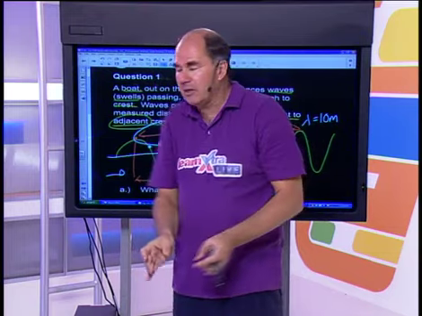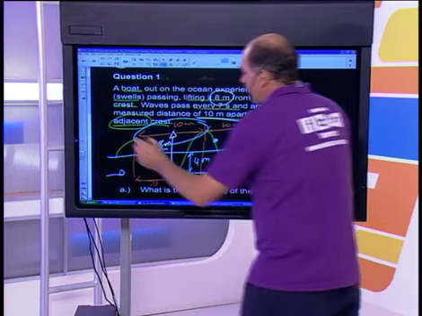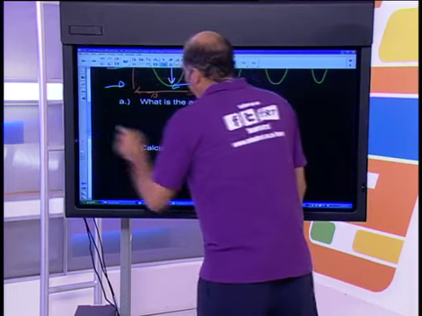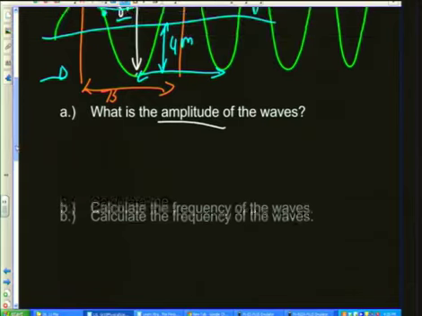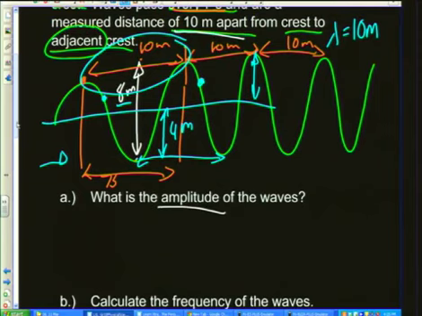Like you saw those little red and green beads. The green beads were in phase with each other. They were one wavelength apart. Okay, so now let's try and answer the questions. I've answered some already. What is the amplitude of these waves? Well, notice we knew that it was 8 meters from crest to trough.